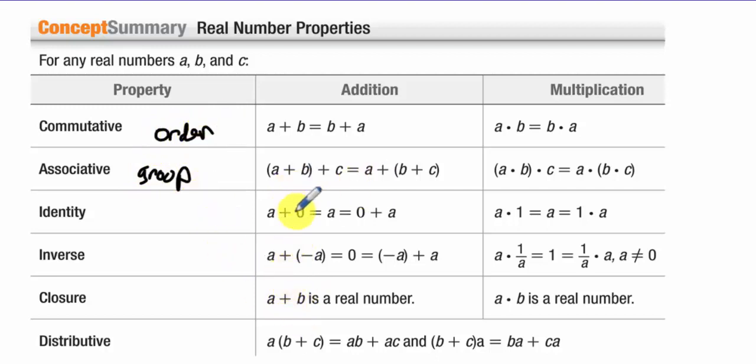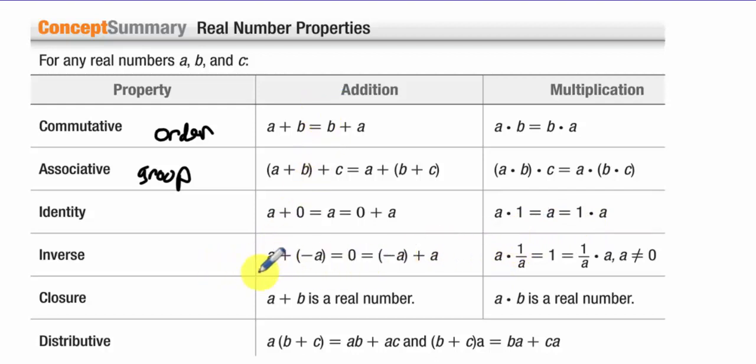And we notice that if we group the sum of 3 terms as the first 2 terms being added and then the third, that's going to give us the same thing as the first term added to the second 2 terms added first. An identity property is basically also called a zero property for addition, which means that if you add 0 to any number, you get that same number back. Likewise, it works for multiplication. You multiply 1 to any number and you get that number back.